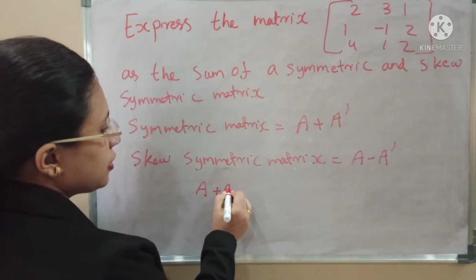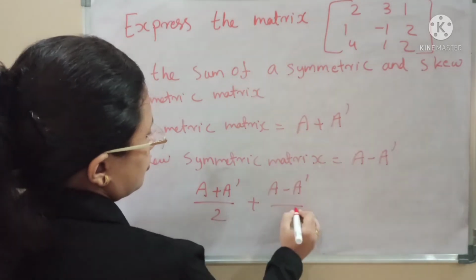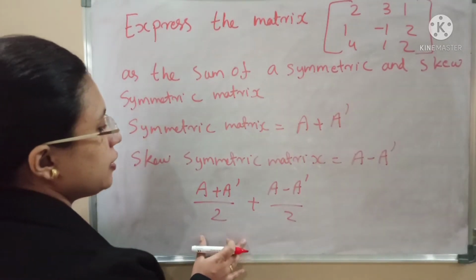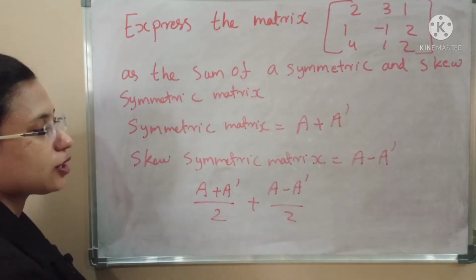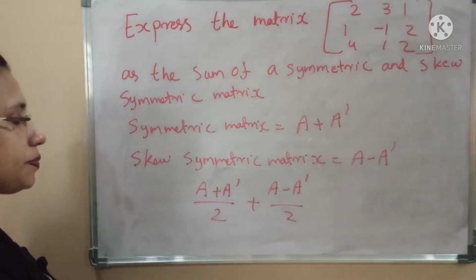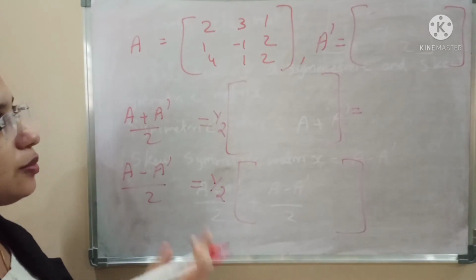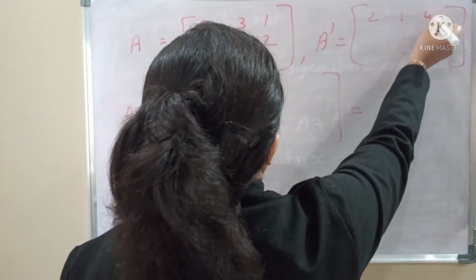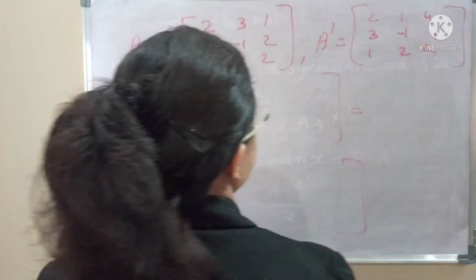So for that we can represent like this. Okay, so if we do like this, we can represent this matrix as sum of skew symmetric and symmetric matrix, right? Okay, so let's begin the problem. So A is this one, right? So A transpose will be 2 1 4 3 minus 1 1 1 2 2.